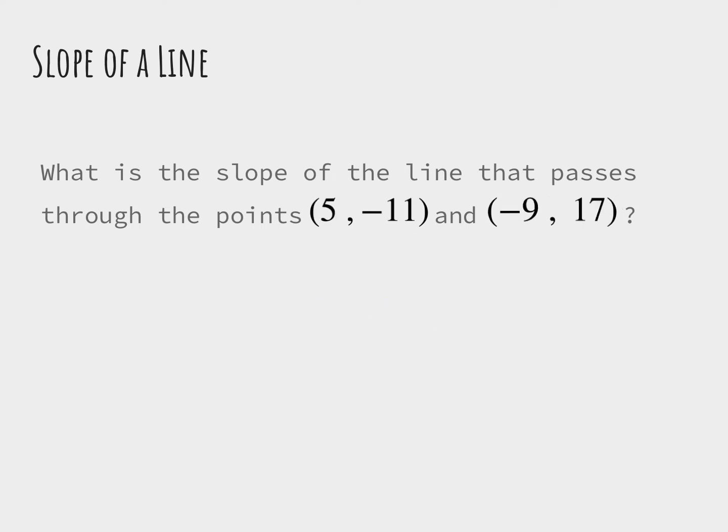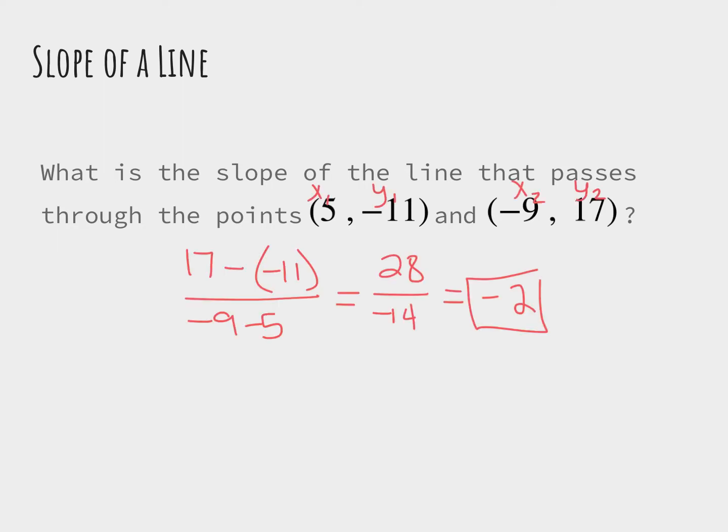Now go ahead and pause this video and practice this one now on your own. Now you can check how you did. So I plugged those values in here just like we did on the previous problem. We have y2 minus y1. Notice here I had a double negative, so it ended up becoming a positive. That's how I got 28 over negative 14, which reduces to negative 2.